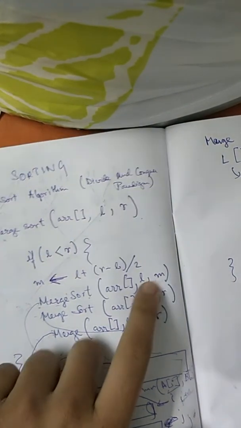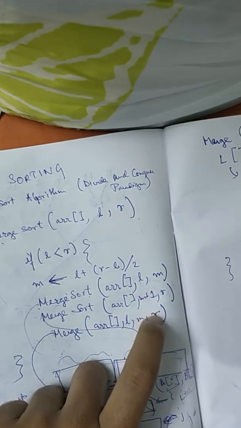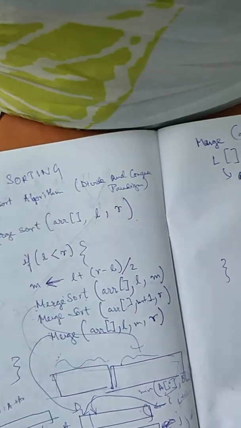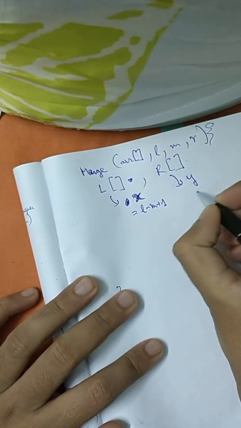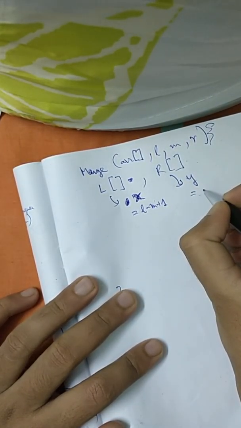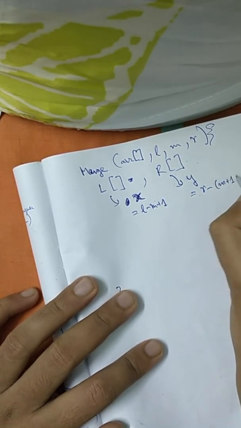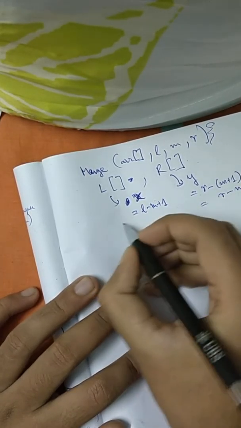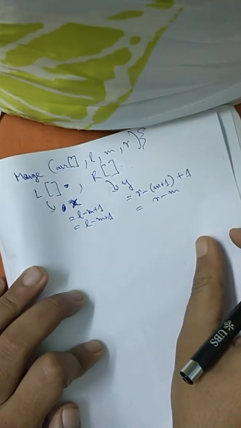So basically the total number of elements from index L to index M is M minus L plus 1, and for the right part it is R minus (M plus 1) plus 1. So the size of the left array is M minus L plus 1, and the right array is R minus M. These are the sizes of these arrays, okay.